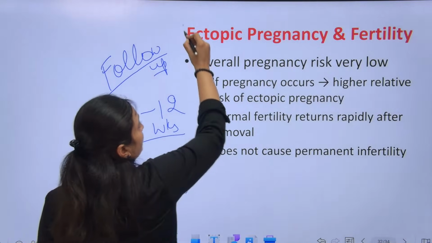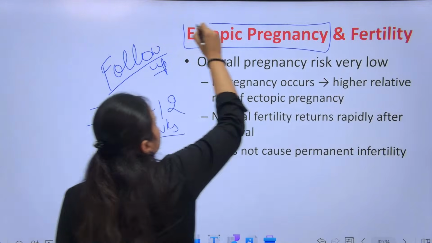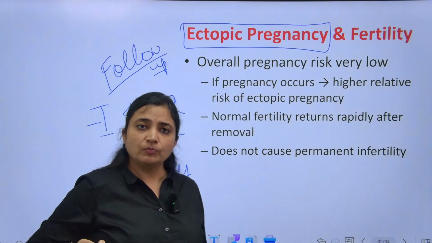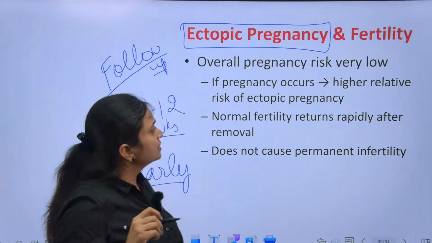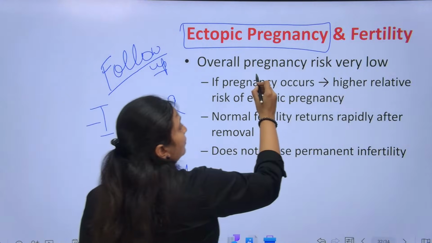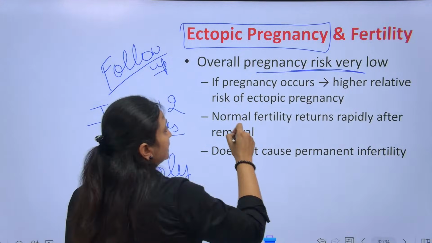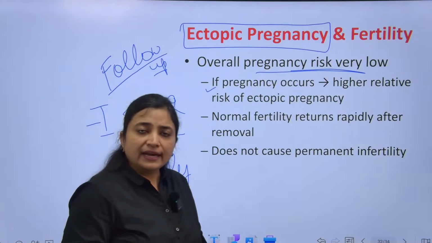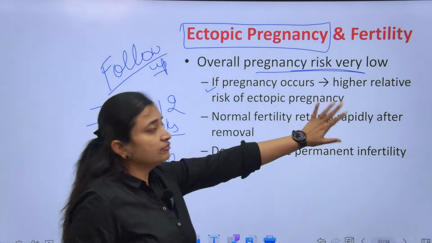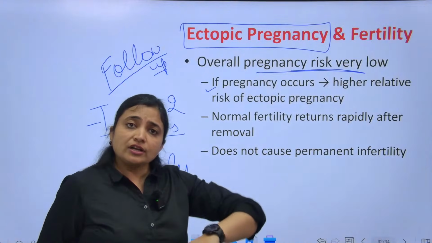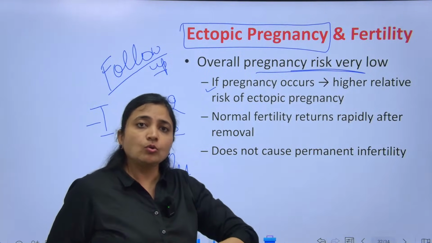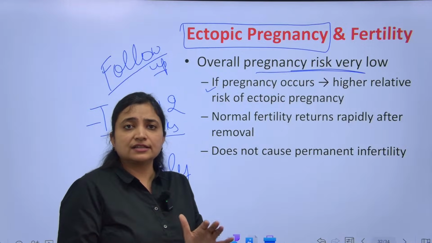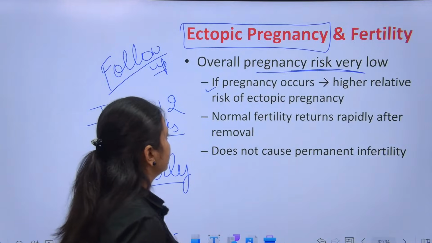Now, what about ectopic pregnancy? There are many questions that after insertion of LNG-IUS, the incidence of ectopic pregnancy increases. It is not like that. The overall pregnancy risk is very low, but if the pregnancy occurs, then it could be an ectopic pregnancy and the relative risk is high. That means in total, the rate of ectopic pregnancy is low because pregnancy rate is very low. But if the pregnancy occurs, then always rule out an ectopic pregnancy.